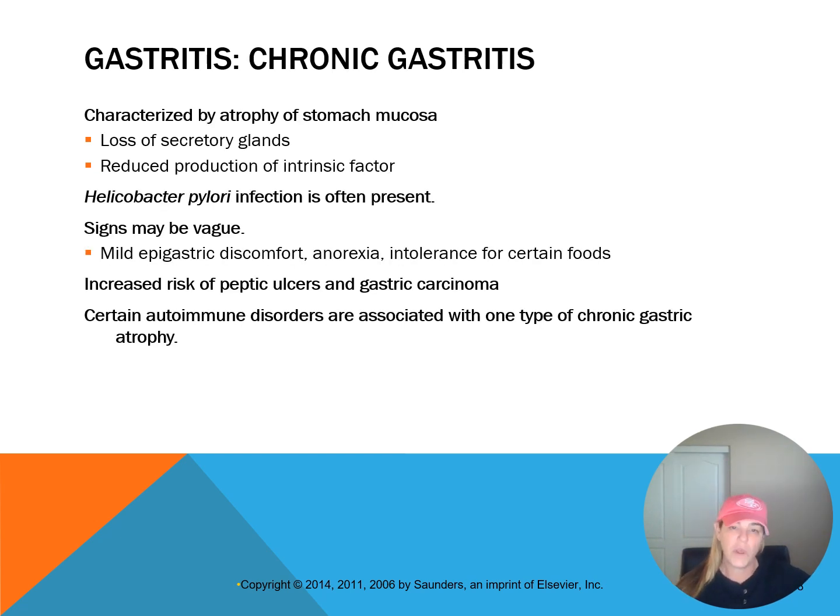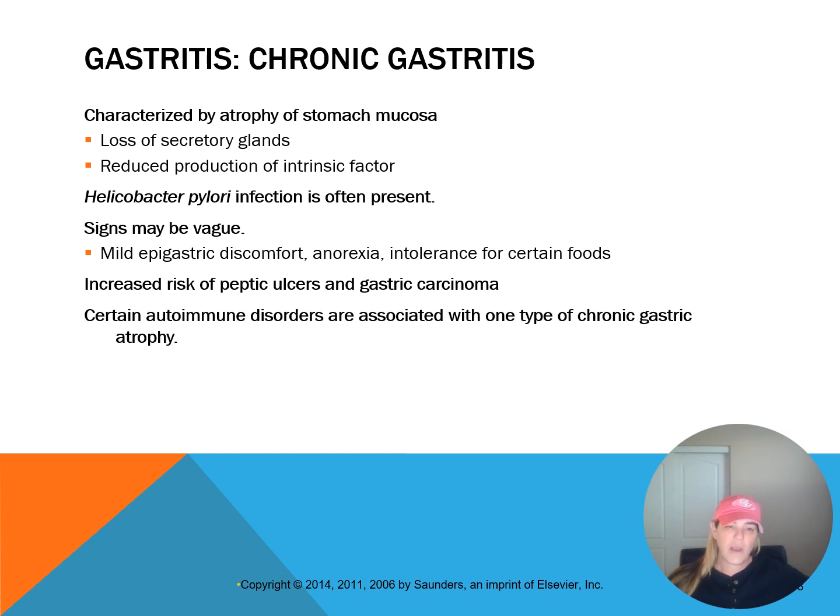Chronic gastritis, so people who have a chronic infection, sometimes it's because their stomach mucosa has atrophied and they lose their secretory glands. They also have a reduced production of their intrinsic factor. H. pylori can be a cause of this, and that is often present in chronic gastritis. So they do a test to test for this bacteria specifically. Signs may be pretty vague, can be signs of many diseases like a mild epigastric discomfort, not wanting to eat, having intolerance for certain foods.